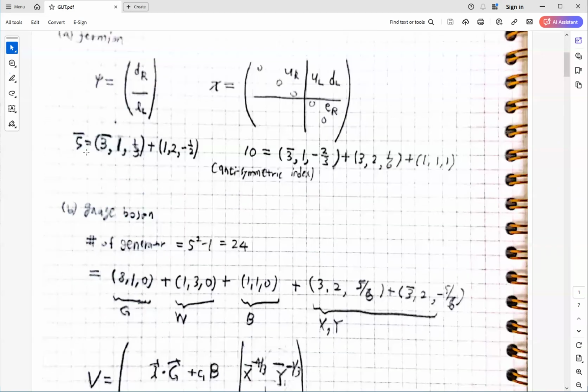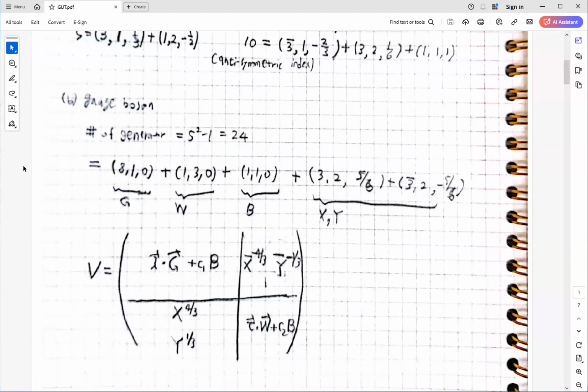Next, I'll turn to the gauge boson. For the gauge boson, the number of generators in the SU(N) groups is given by N squared minus 1. So in this case, this is SU(5), and the number of generators is 5 squared minus 1, which is 24. So there will be 24 gauge bosons corresponding to the generators in SU(5).